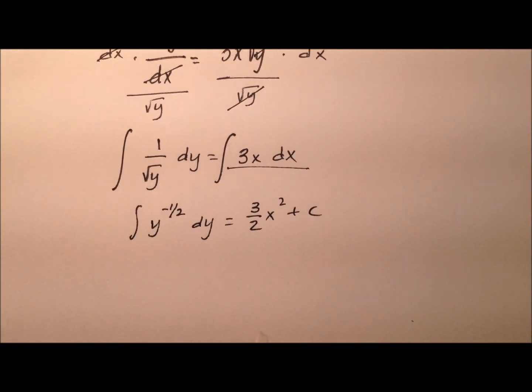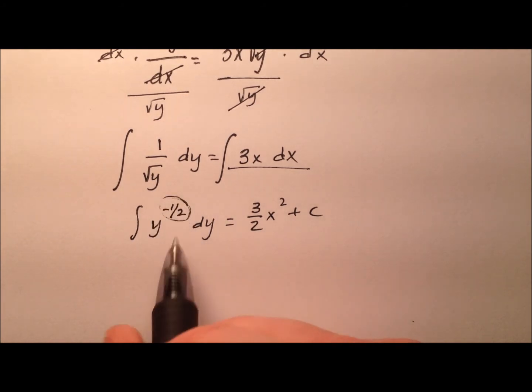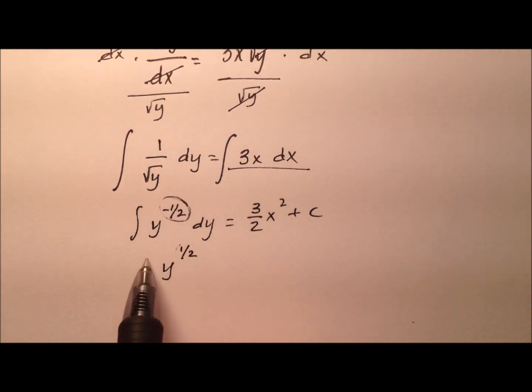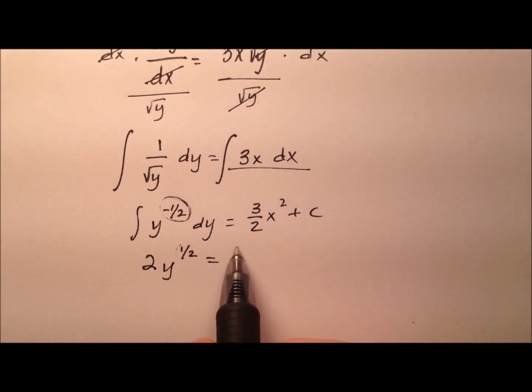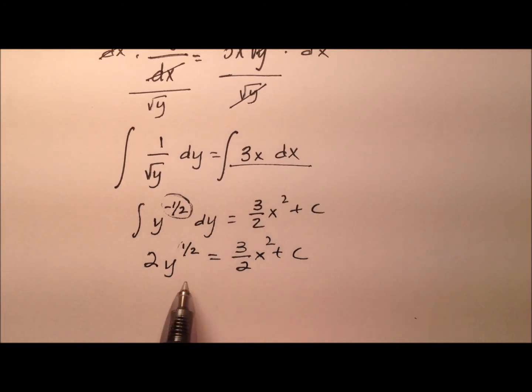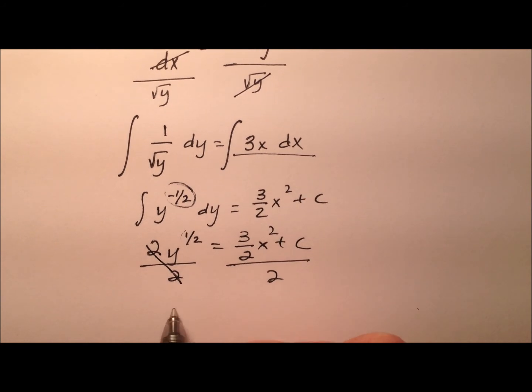Okay, so let's go ahead and integrate the left side now that I have it easier to work with. I'll add 1 to the power, so adding 1 to negative 1/2 gives me positive 1/2. But then I'll divide by that new power, so dividing by 1/2 is really multiplying by 2. So it looks like that. And I can divide everything by 2 to get that y started to get by itself. So it looks like 3/4 x squared plus c over 2.